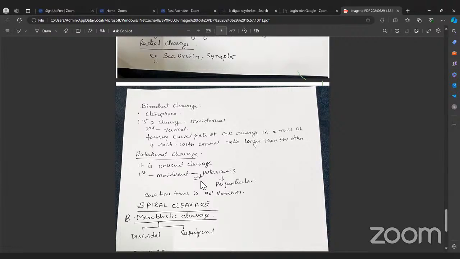In mammalians, it's a condition where the cells undergo the rotational change, where generally this differentiation is not occurring. In those cases, the cells will undergo 90 degrees rotation after every cleavage, and therefore there will be unequal divisions occurring and giving rise to unequal blastomeres. And then comes the spiral cleavage. I will take up the spiral cleavage in the next class.